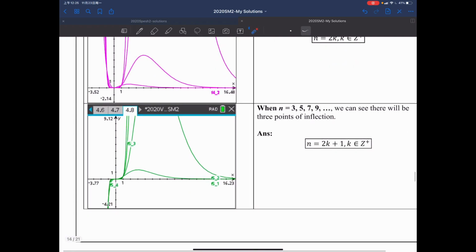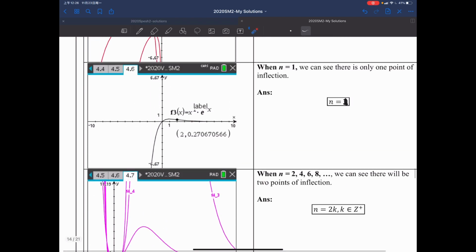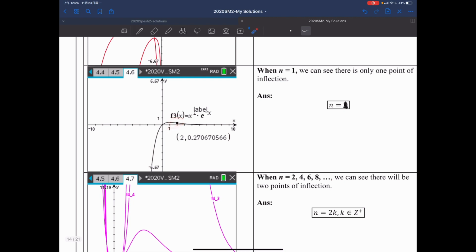If you choose 3, 5, 7, 9, you will say, okay, the general shape looks like that. One point of inflection, which is 0, second, and third. So your n values will be 2k plus 1, where k is any positive integer. But you can't say it's all odd numbers. If you say odd numbers, you should say all odd numbers excluding 1, okay? Because for n equals 1, there is only one point of inflection.